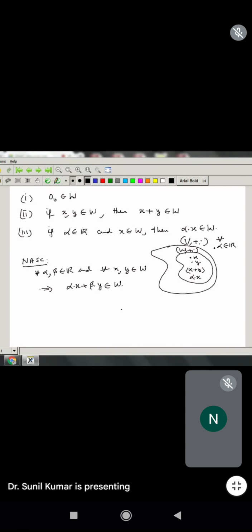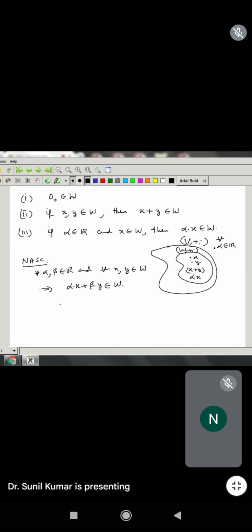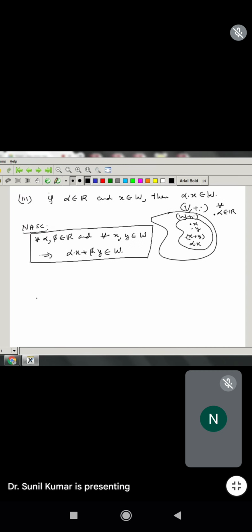If you have to show that W is a subspace of vector space V, then what we do, you can take any x, y in W, alpha, beta in the field, and if alpha x plus beta y comes in W, then we can say that W is a subspace of V. So this is very important. I'm not going to prove this, but you can think about how we can prove this. Right now I am just discussing this.